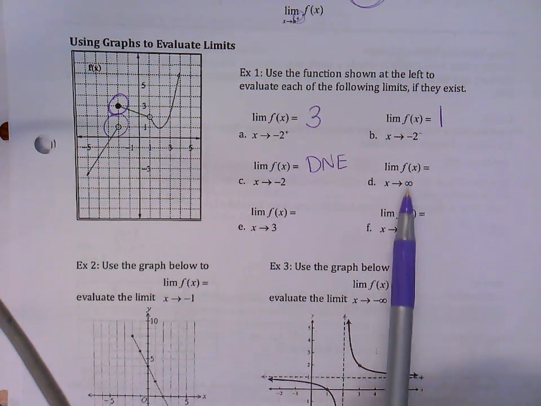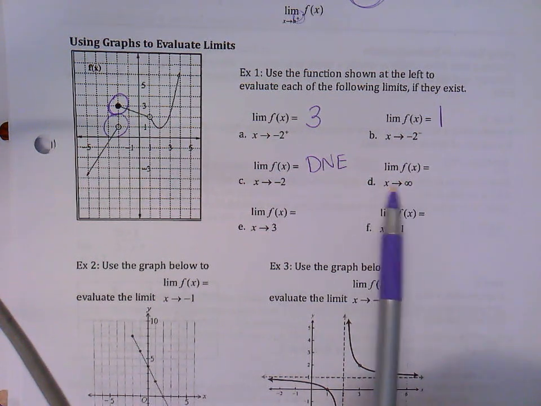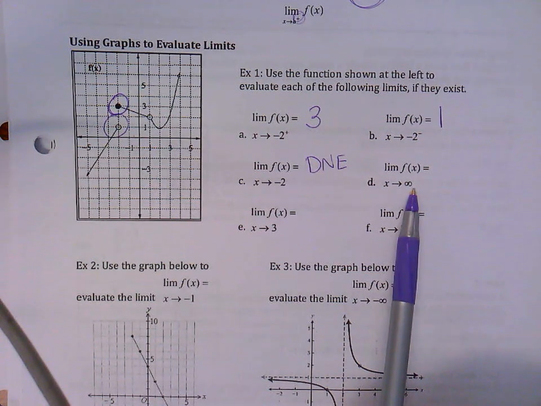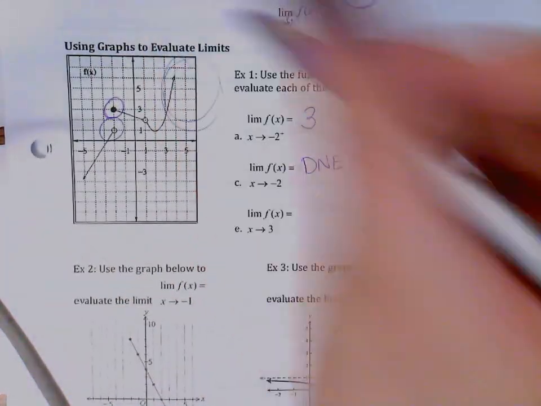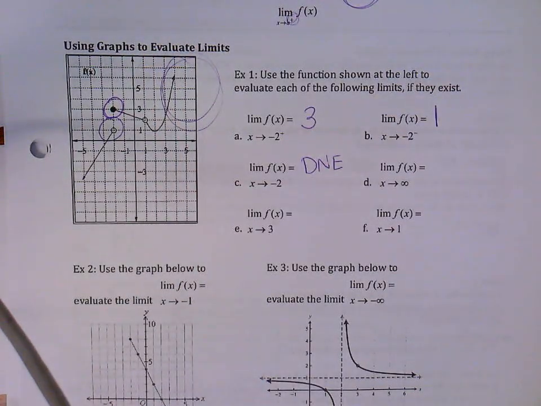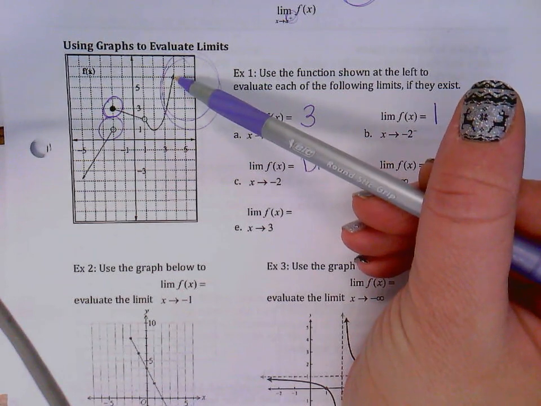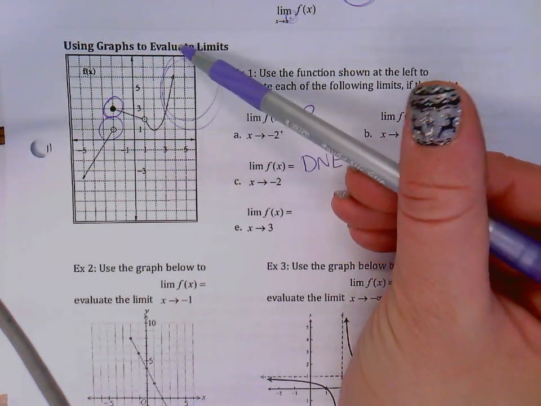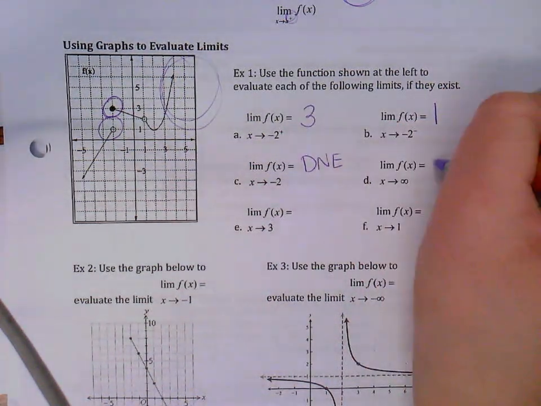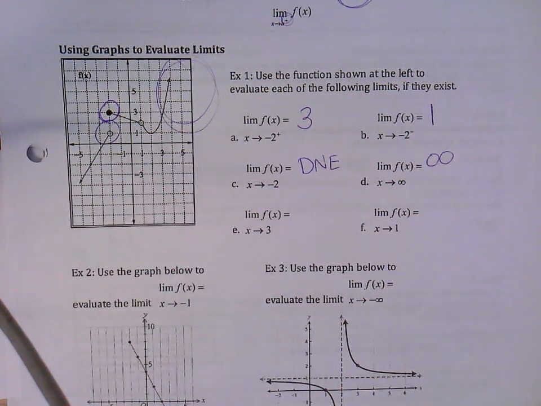This is a different question. This is a limit as x is approaching positive infinity. So that's this side of the graph. What is the y value approaching on that side of the graph? That's an arrow, right? So the y value is going up, up, up, and approaching positive infinity. It keeps getting higher and higher and higher.